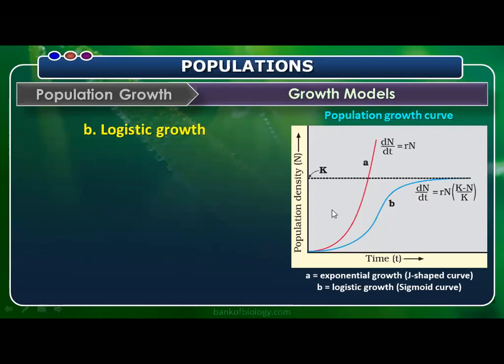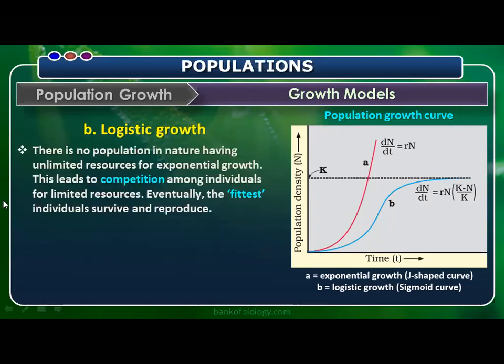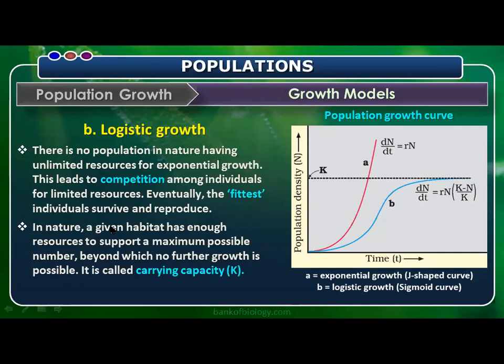Now moving on to the right side diagram representation, logistic growth. As I said to you, there is no population in nature having unlimited resources for exponential growth. This leads to competition among individuals for limited resources. Eventually, the fittest individuals survive and reproduce. In nature, a given habitat has enough resources to support a maximum possible number, beyond which no further growth is possible. What do you call it? Carrying capacity. As we took in the earlier example, the carrying capacity is 1000.